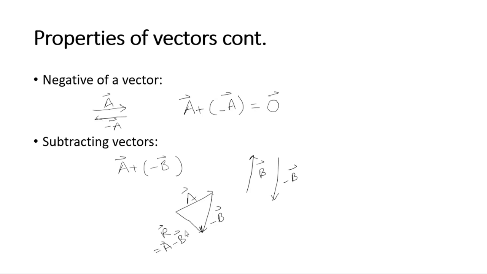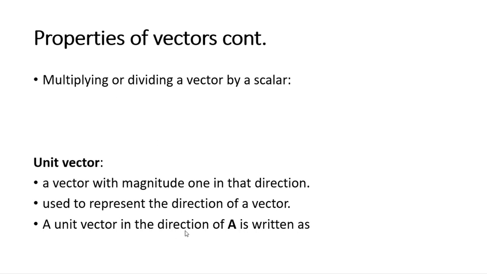We can also multiply or divide a vector by a scalar. It means by a number. For example, there is a vector A in this direction. If I multiply it by 3, it will become 3 times A. And if I divide a vector B by 2, it will become half of B.